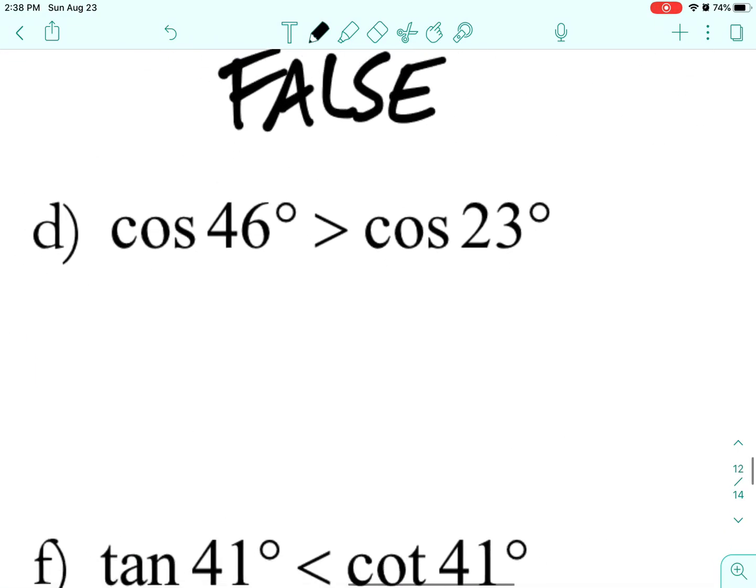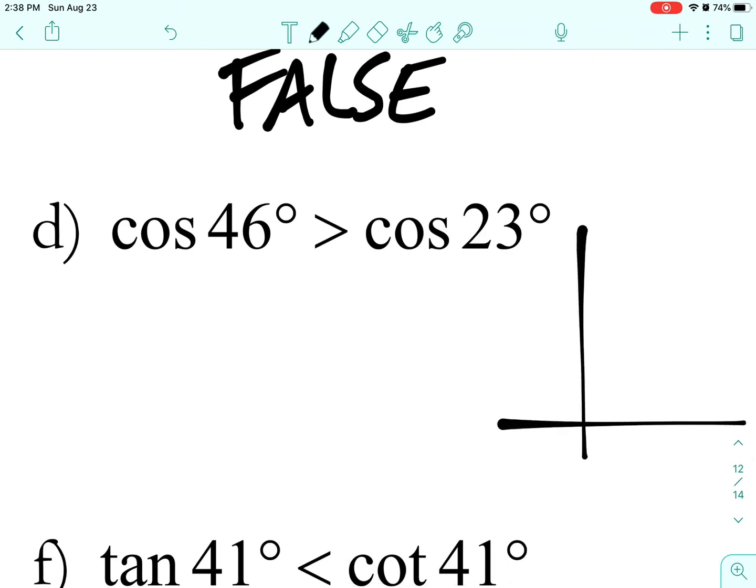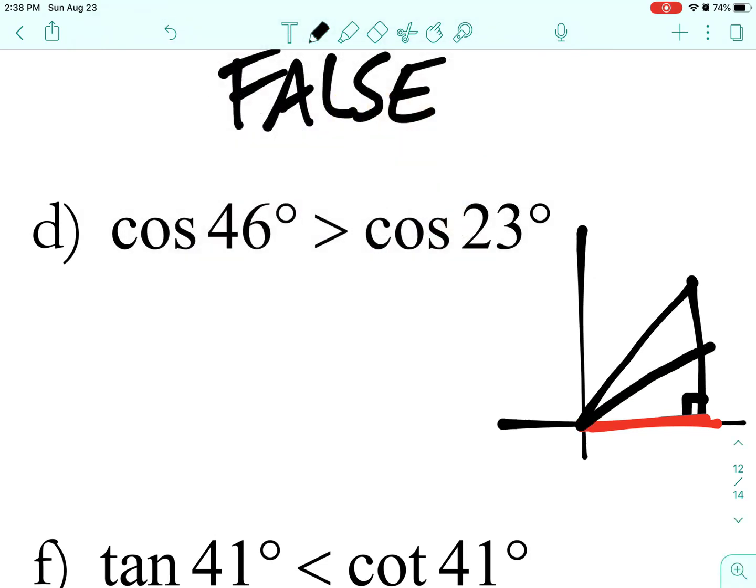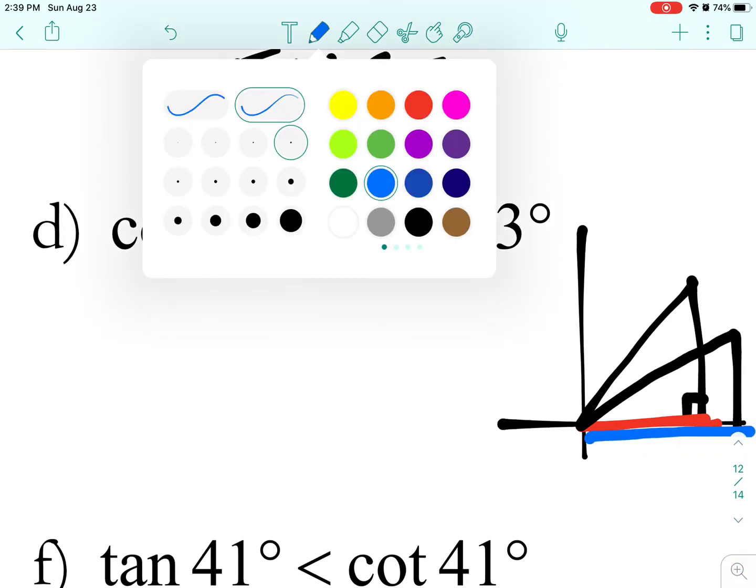Let's talk about this one. Cosine of 46, it's almost 45 degrees. There's my triangle. This is the x value at 46. What about 23 degrees? 23 degrees is a little bit more out here, and the 23 degrees has a bigger x value. So remember, for cosine, I'm looking at the x values here. And the 46 triangle, the red line, is smaller than the 23 triangle, the blue line, that x value. So in this case, I get false.